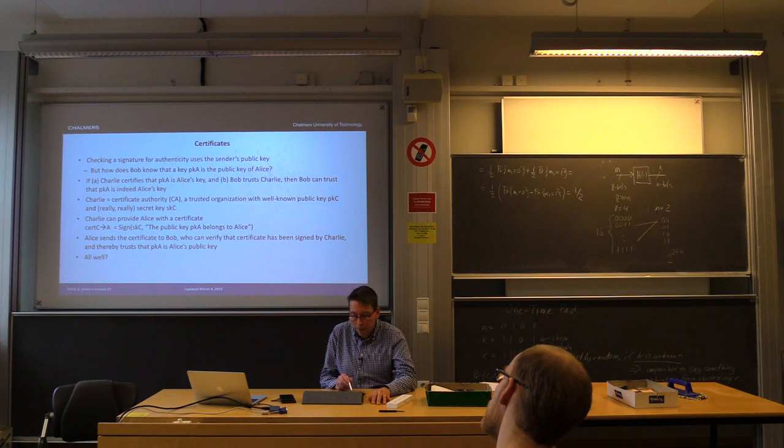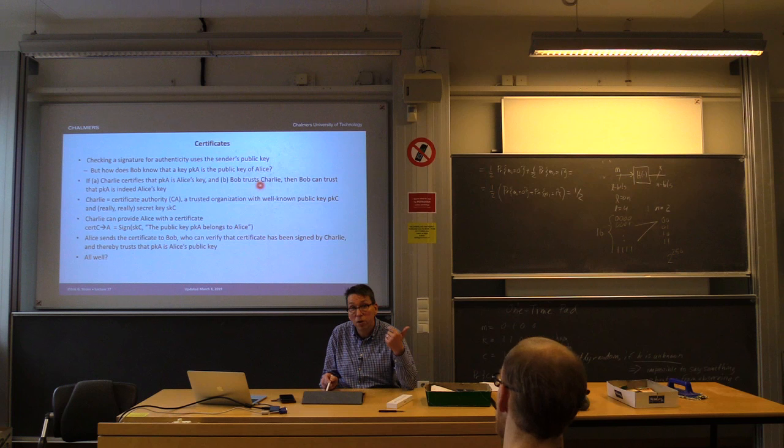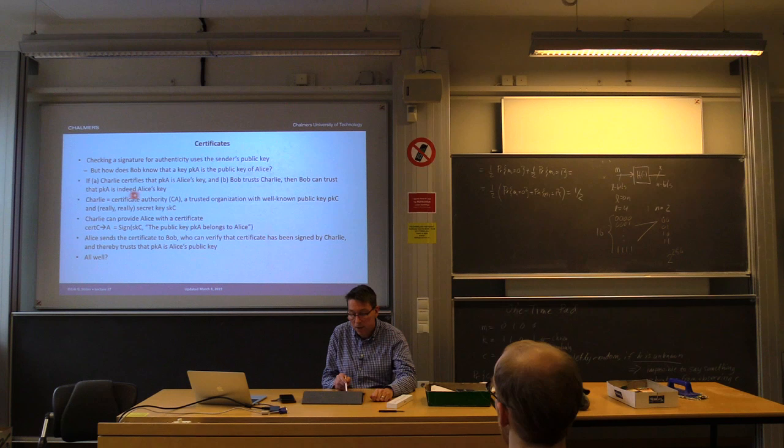Here's the thing. If there is another person, let's call him Charlie, who certifies that the public key is actually Alice's key, and Bob trusts Charlie, Bob knows Charlie and trusts him implicitly, seems to be an honest guy, right? Then Bob can trust that PKA is actually Alice's key.